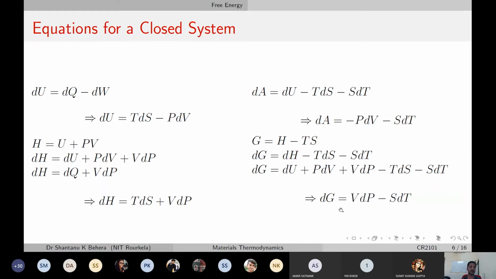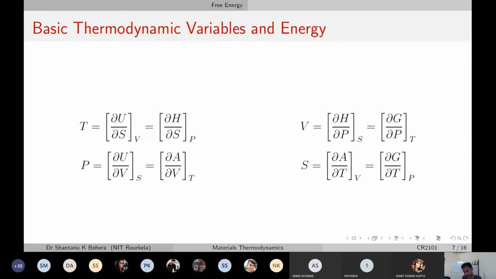Okay, so these four relations are extremely important, and based on these relationships, we can find out how we express the most common basic thermodynamic variables in terms of energy. So from these equations, you can see that T can be defined by the partial of internal energy and entropy at constant volume, or the partial of enthalpy and entropy in a constant pressure process.